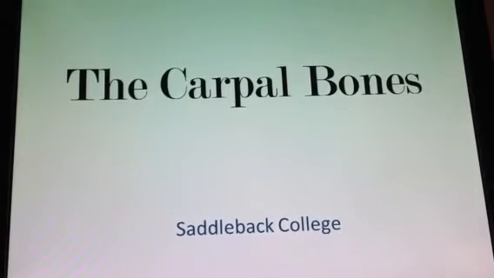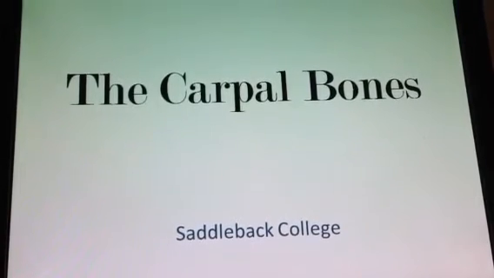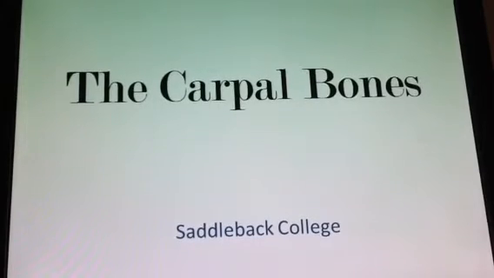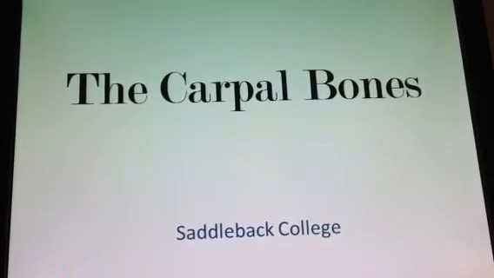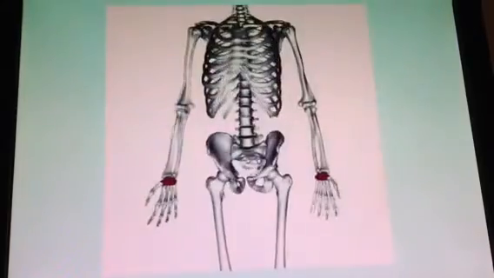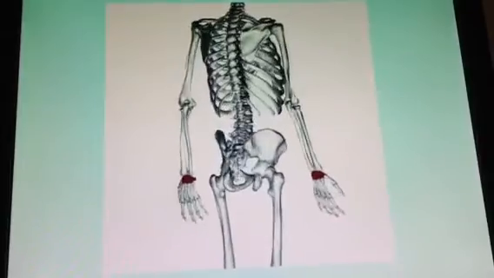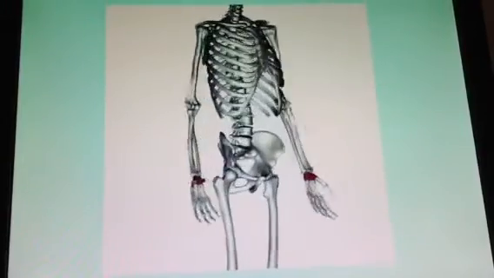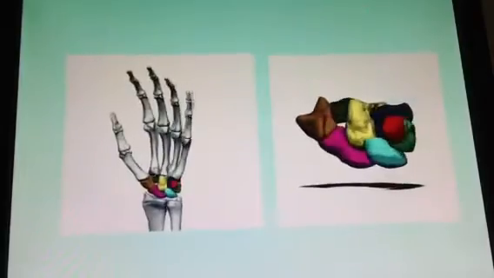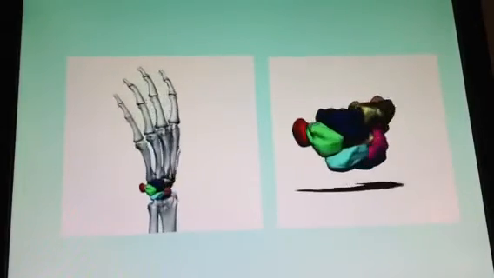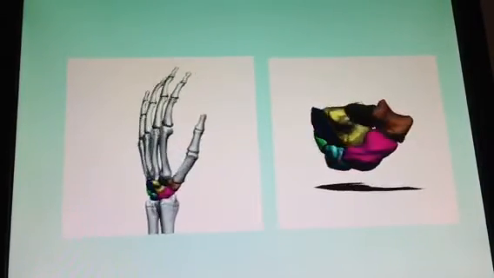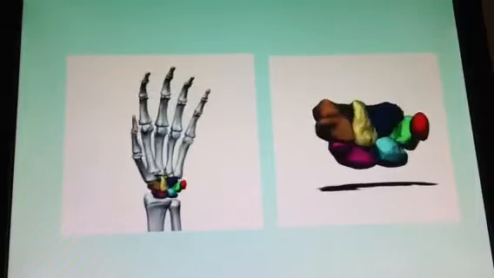This video has been made as a part of the Human Anatomy course at Saddleback College, and it focuses on the carpal bones. There are 206 bones in the human skeletal system. Of those, there are 27 wrist and hand bones.